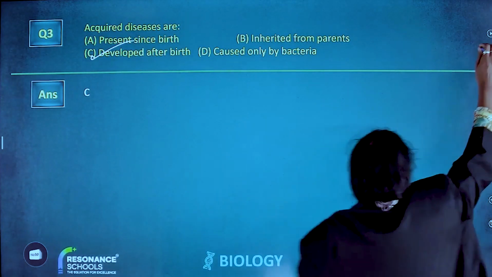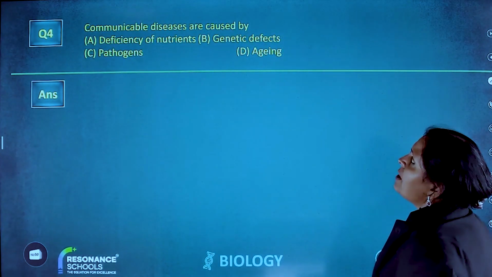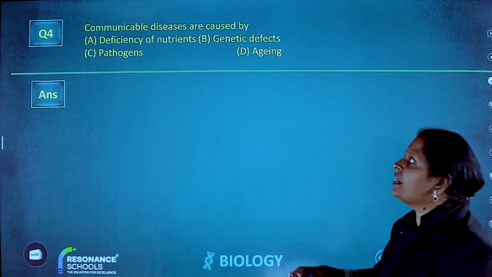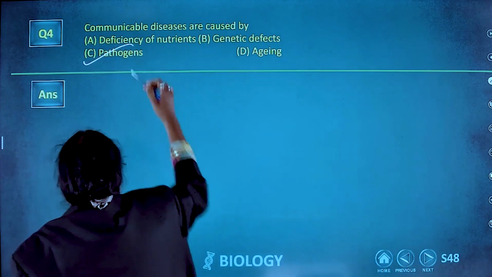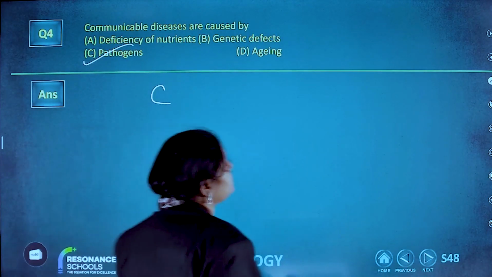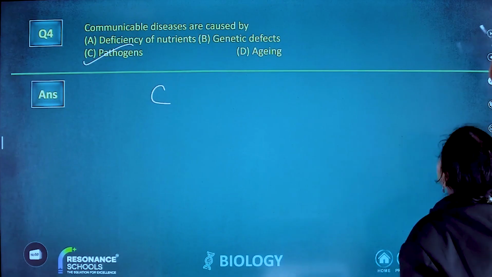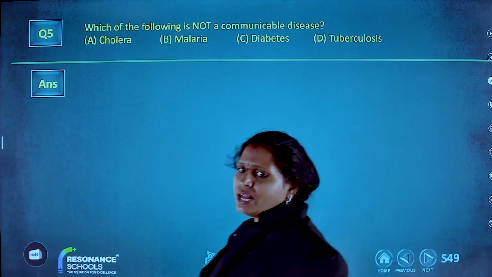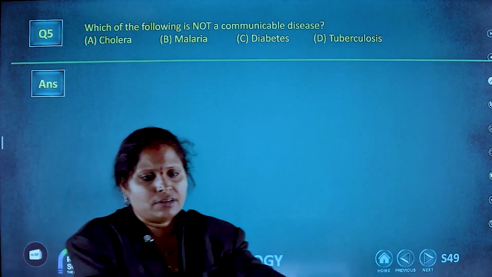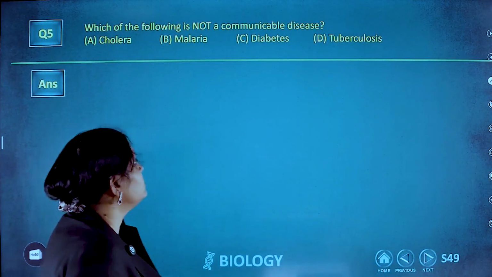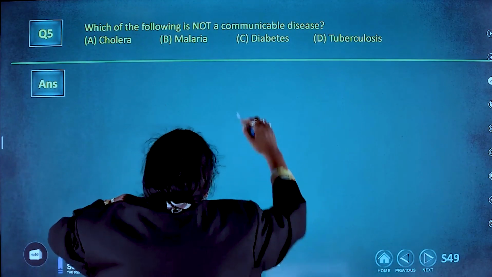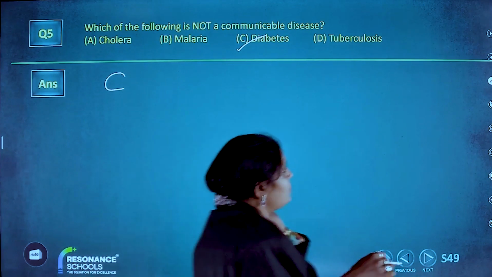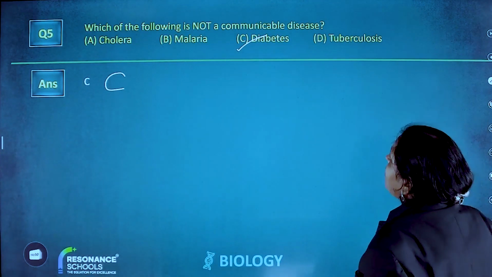Next, communicable diseases are caused by pathogens. Answer is C. Next question, which of the following is not a communicable disease? Diabetes. It is not a communicable disease.